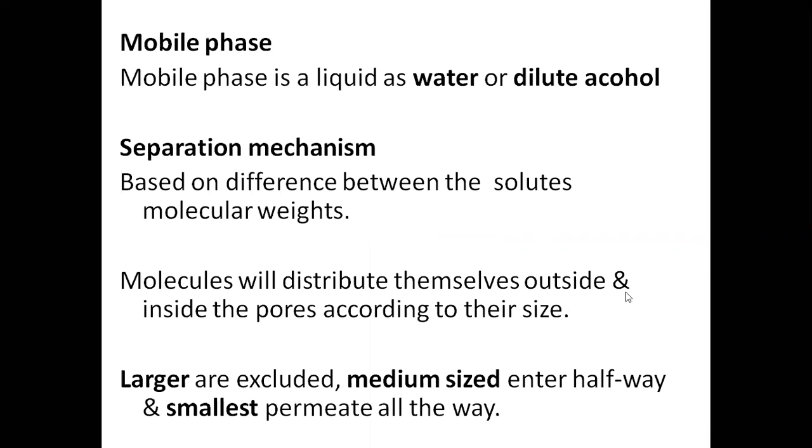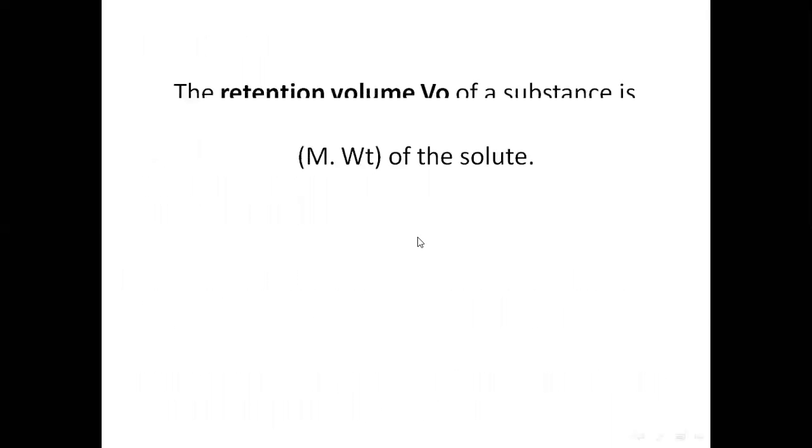The mobile phase is a liquid, or it can also be a dilute alcohol, and the separation mechanism is based on differences between the solutes' molecular weights. Molecules will distribute themselves outside and inside the pores according to their size. Larger ones are excluded, medium size enter halfway, and the smallest ones permeate all the way.